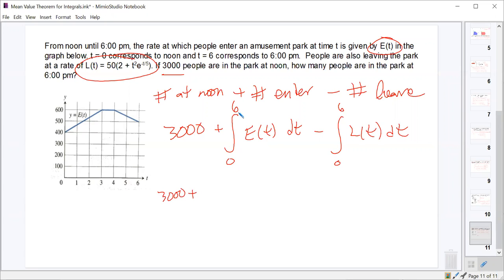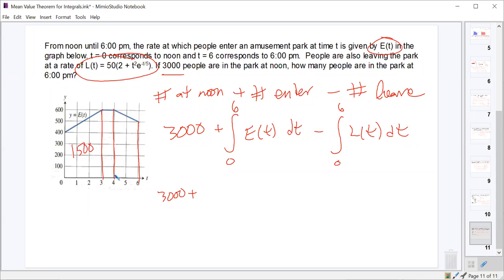How many enter between 0 and 6? The integral of E of t, which graphically is just the area underneath the curve. So all we have to do is figure out the area underneath this curve from 0 to 6. I can break that up into three little sections here: two trapezoids and a rectangle. The area of the first trapezoid is base 1, 400, plus base 2, which is 600, that's 1,000, divided by 2 is 500, times the height of 3, which is 1,500.